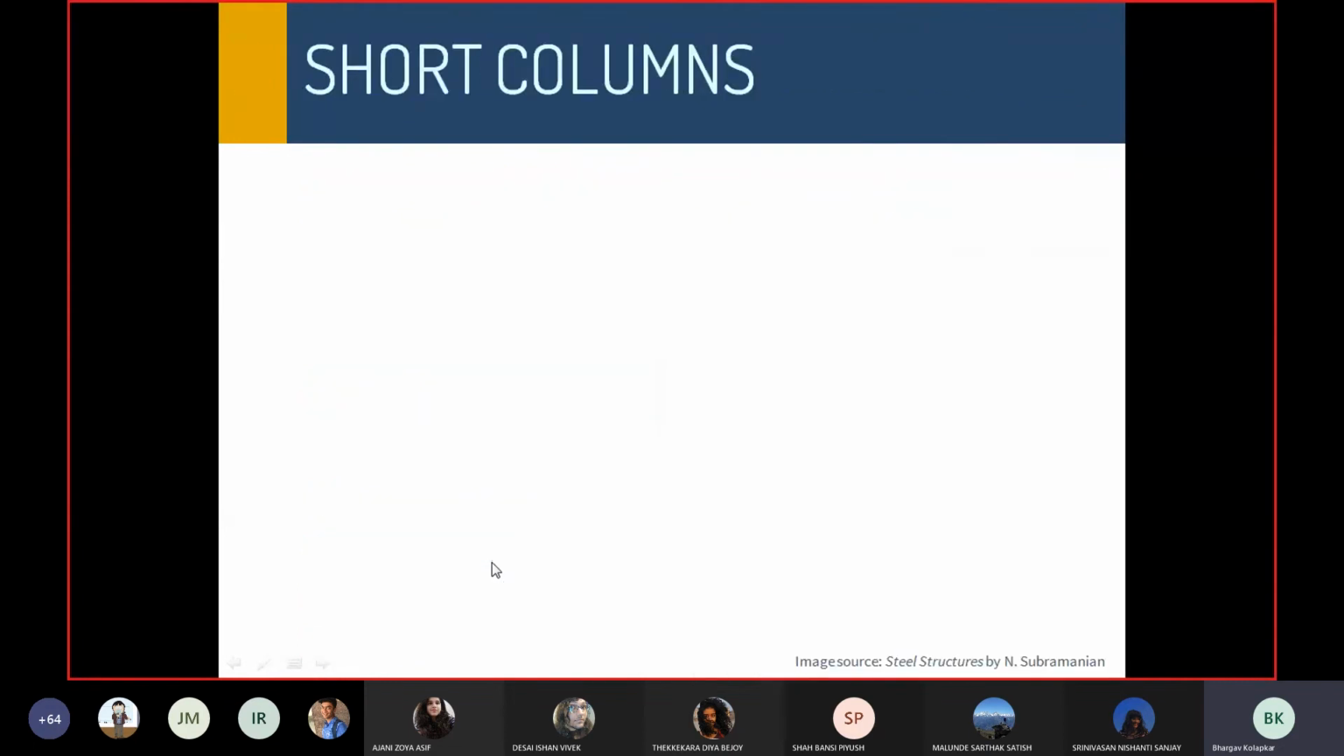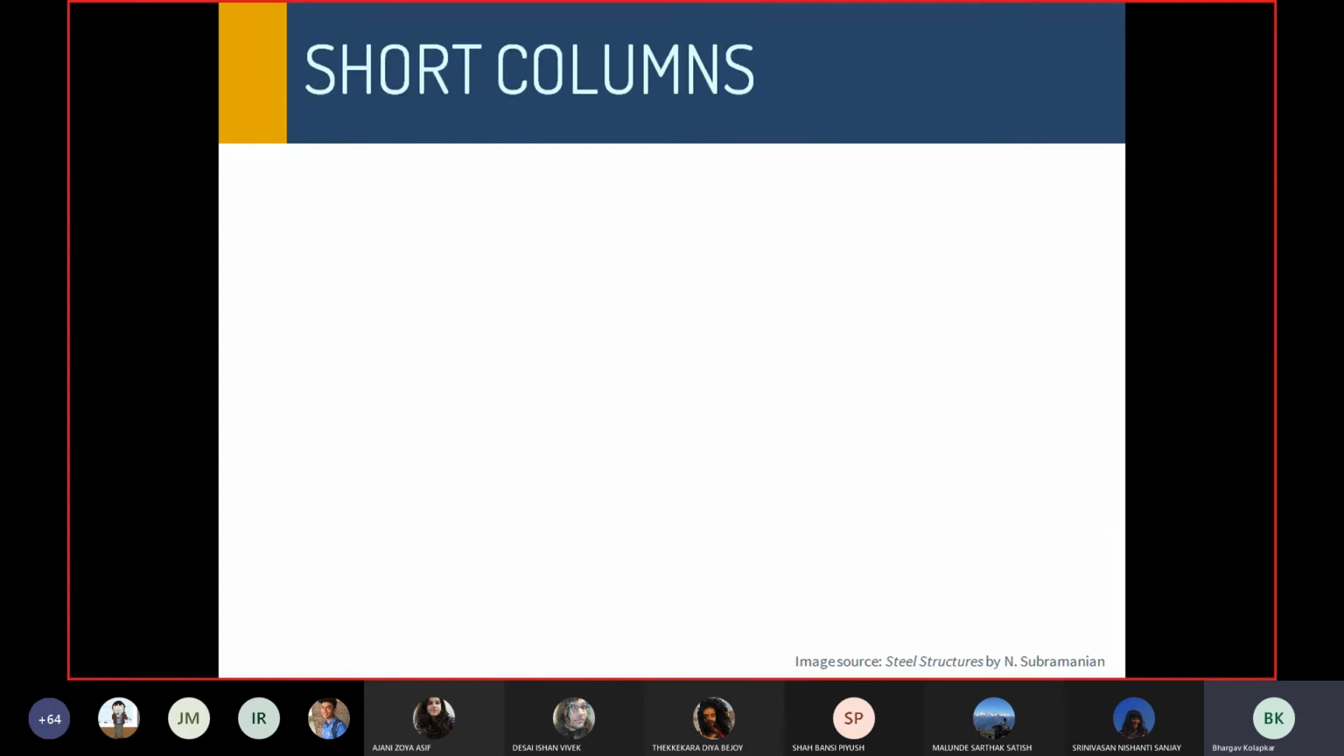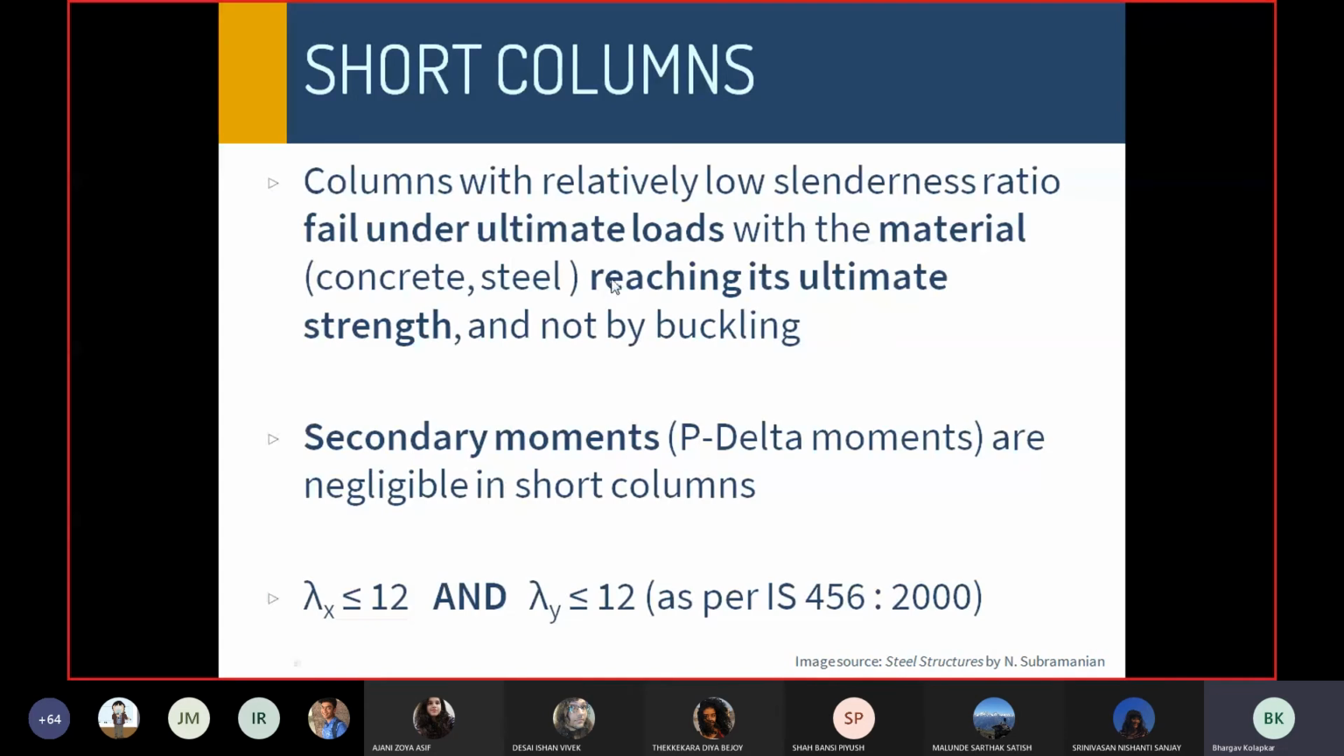So now, how do we classify this? How do we classify columns as short or long depending upon their slenderness ratio? Now, let me give you a wrong answer first. I wouldn't say it is a wrong answer, but it is an answer that does not involve any understanding. The code says that you can say that a column is short if both the slenderness ratios are less than 12.